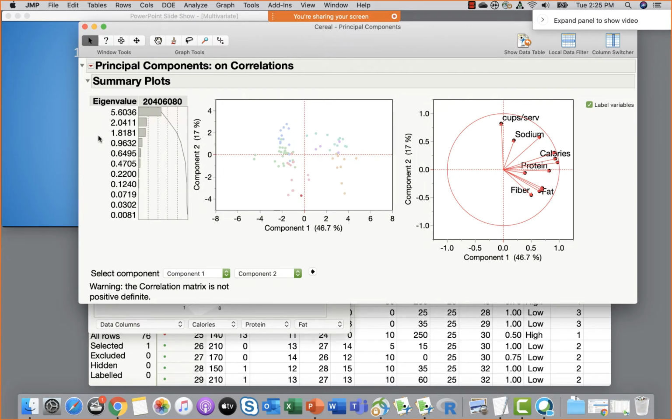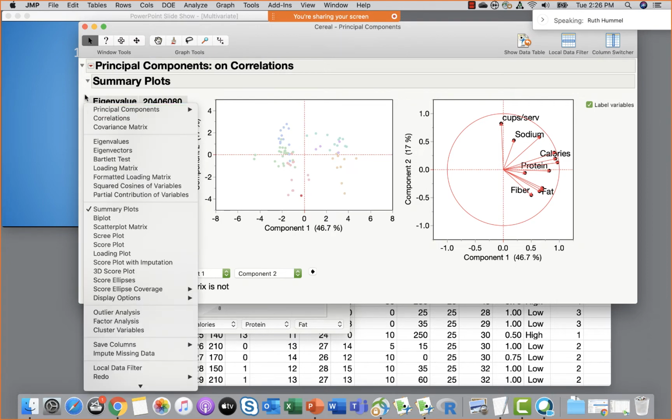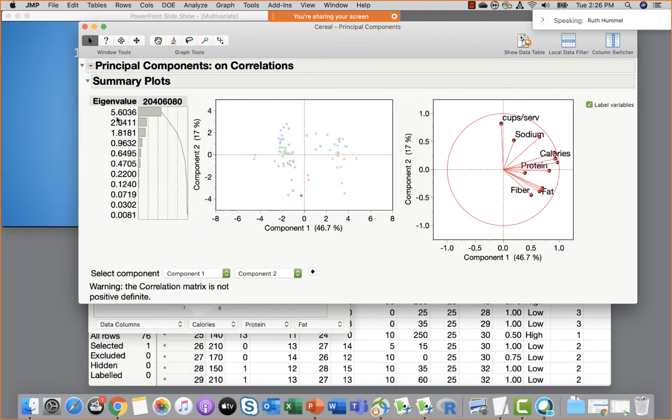So every eigenvalue above 1 is a component that includes more information than just one unique variable from our original 11. So one of the ways to sort of guess at how many components we want is to look at these eigenvalues and to say, okay, 5.6, 2.0, and 1.8 are all above 1, so I want 3 components.